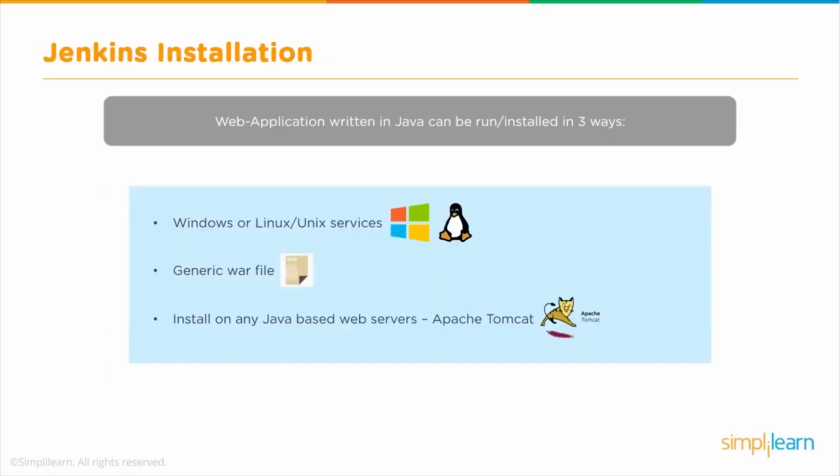Jenkins is a web application that is written in Java, and there are various ways in which you can use and install Jenkins. I have listed the 3 popular mechanisms in which Jenkins is usually installed on any system. The topmost one is as a Windows or a Linux based service. So if you have Windows like the way I have, and I'm going to use this mechanism for this demo, I would download an MSI installer that is specific to Jenkins and install this service.